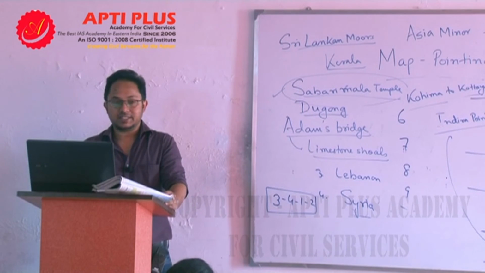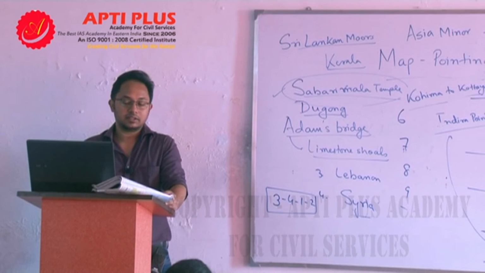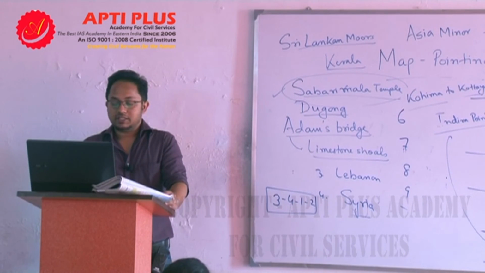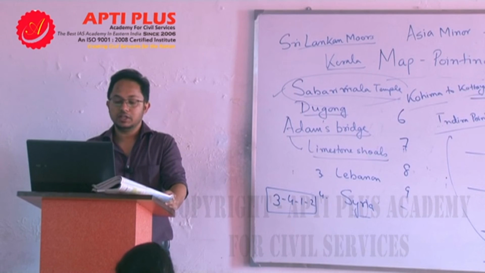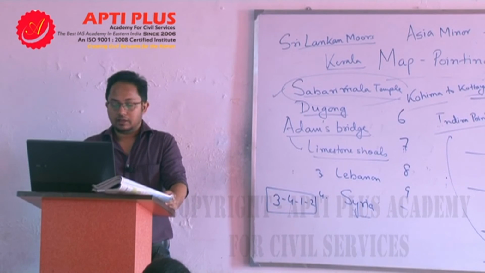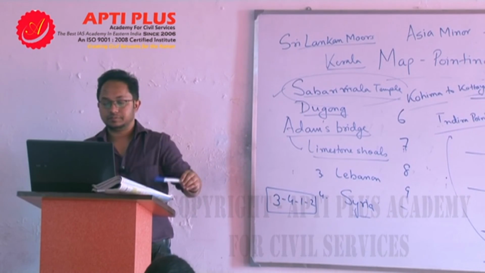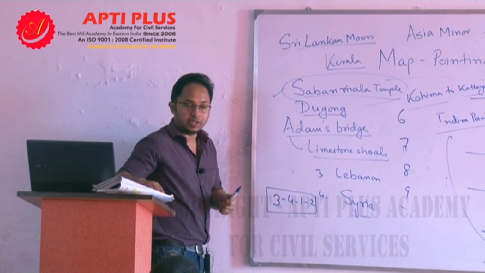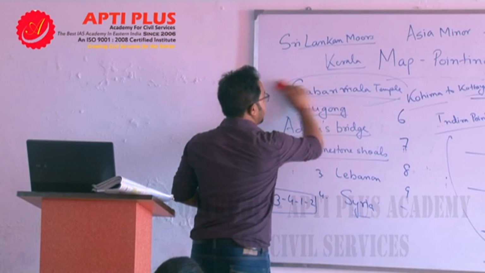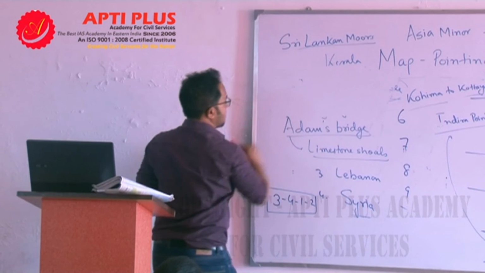And it was the first country in the world to have a female prime minister. What was her name? Her name was Sirimavo. It was in 1960. Her name was Sirimavo Bandaranaike.